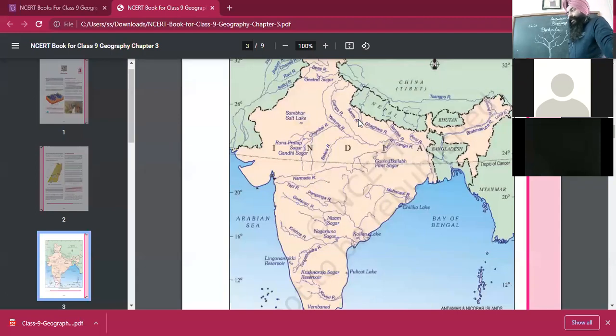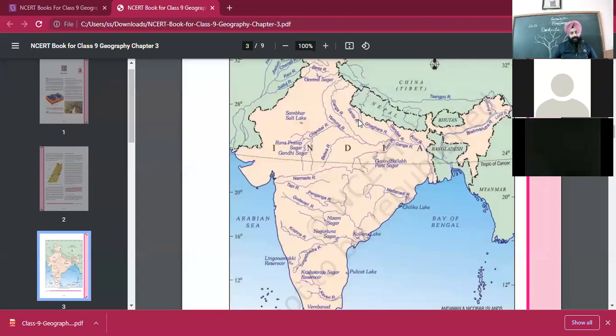Chambal joins the Yamuna near Mathura. Betwa joins the Yamuna near Lucknow. And finally, the Yamuna joins the Ganga at Allahabad, which is now known as Prayagraj.